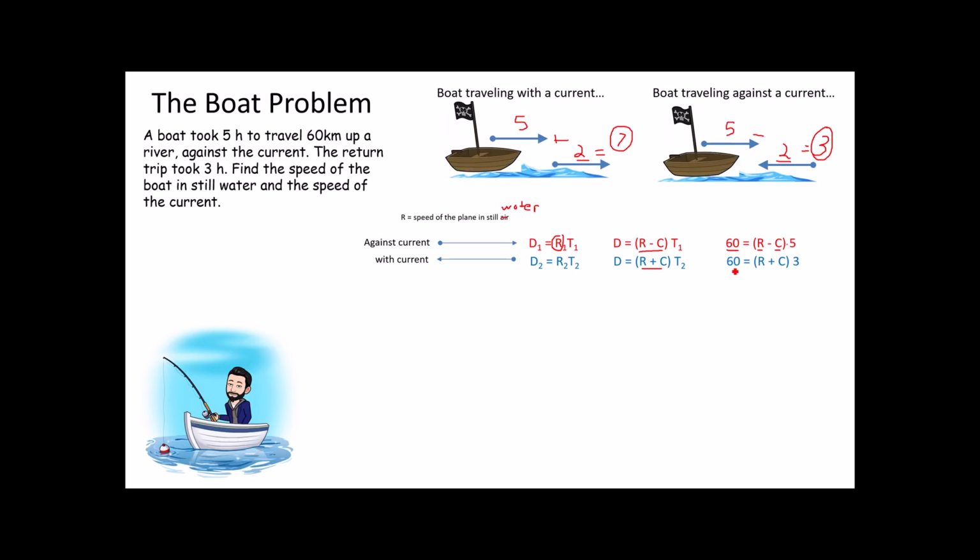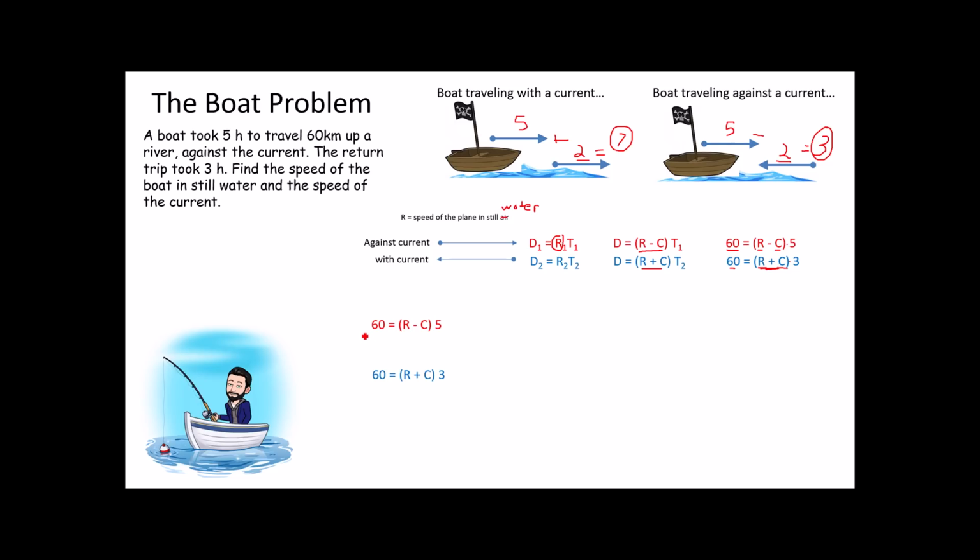Here's what I have. 60 equals R plus C. Here the current is making me go faster, so the trip takes less time. Notice, once again, I have my two equations, so I have my system. This one's interesting because in most of them the D is unknown, but in this problem we actually have the D. So we can solve this system just as it is.